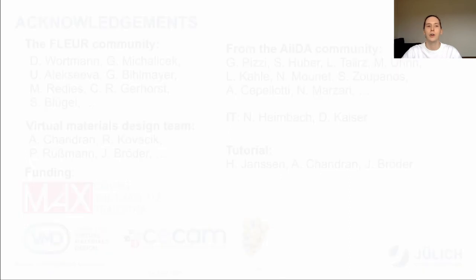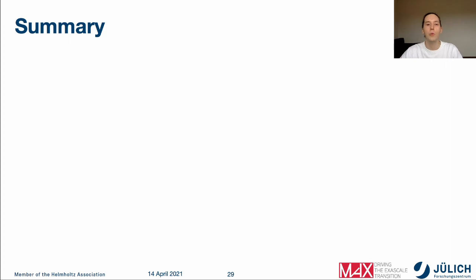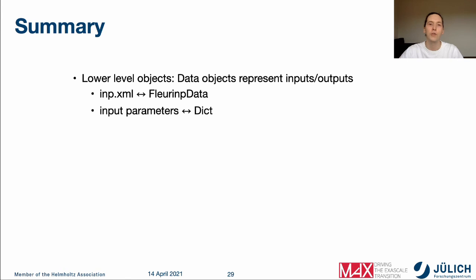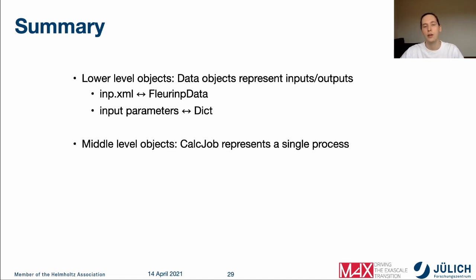So let's summarize my talk. Today we've looked at how one works with inputs and outputs in AiiDA, how they are represented, and for example, the input.xml file is represented by a Fleur input data object, which is easy to work with and implements certain methods to modify the input file or extract the relevant data from it. We also had several examples of how dictionaries were used for the WorkChain submissions and how they controlled their behavior. In the middle layer, we have covered the Fleur calculations that are represented by calcjob objects.